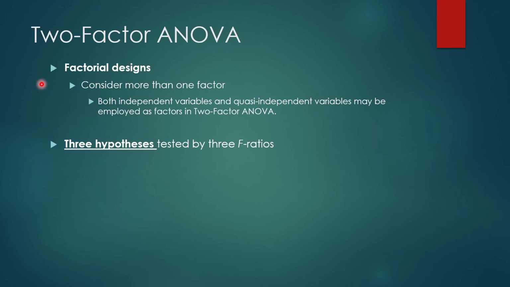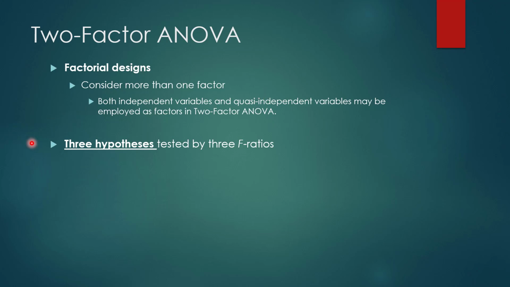So let's just remind ourselves that in a factorial design, we have an experiment that has more than one factor or more than one independent variable. So whether it's an experimental independent variable or quasi-experimental, it can be used in a two-factor ANOVA. So you may have something that's truly manipulated, which would be a true independent variable, or a quasi-independent variable, which is something that's naturally occurring, like males versus females, or level of anxiety on a test, and you separate it into high anxiety and low anxiety. So either type of those variables may be employed in a two-factor ANOVA.